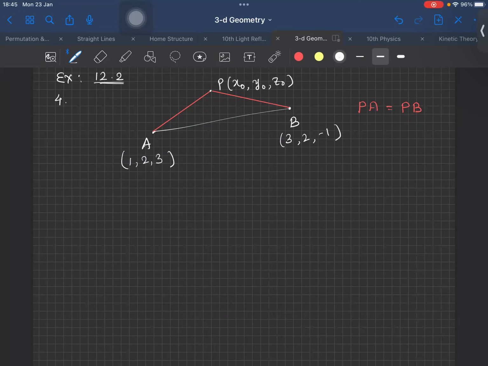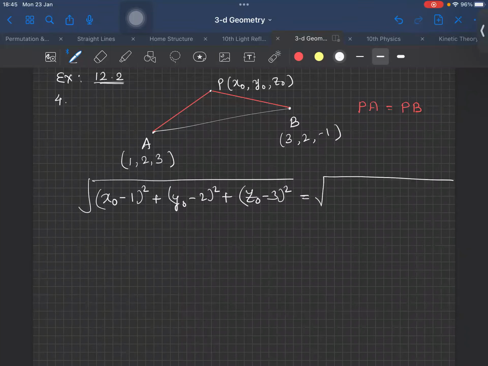Okay. So how will we use just the distance formula? PA is equal to PB. Now how will you write PA? PA will be square root of (x naught minus 1) whole square plus (y naught minus 2) whole square plus (z naught minus 3) whole square.